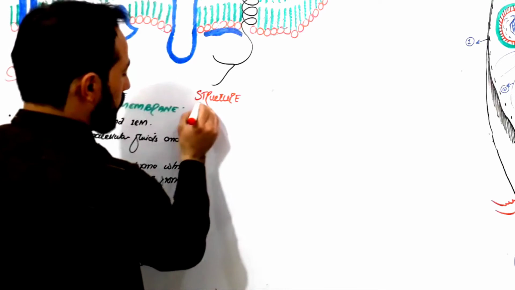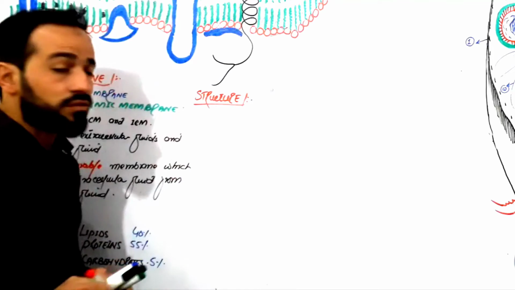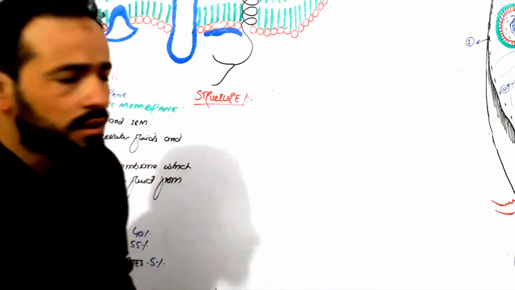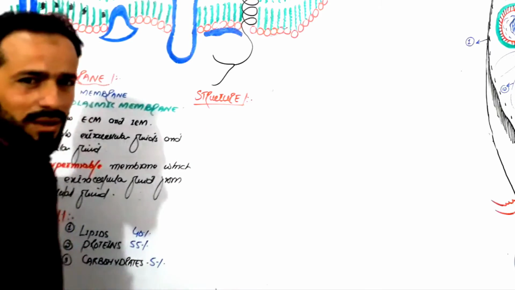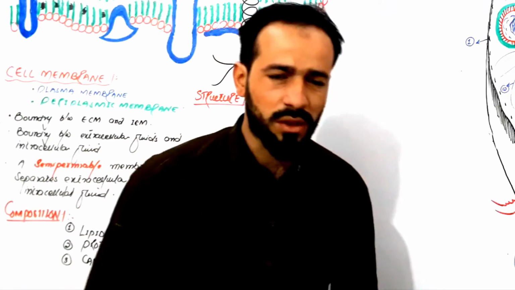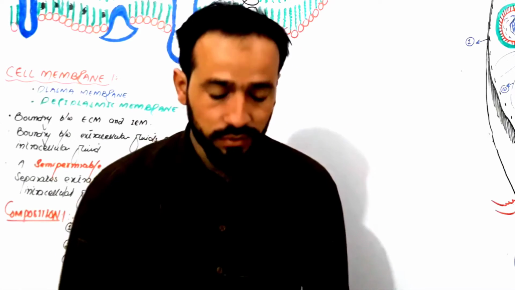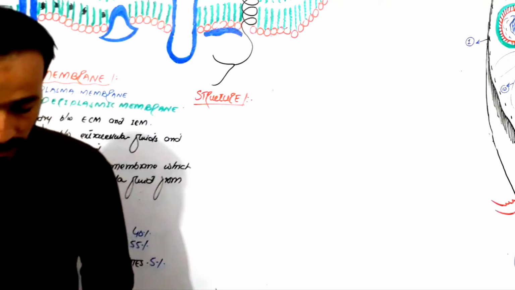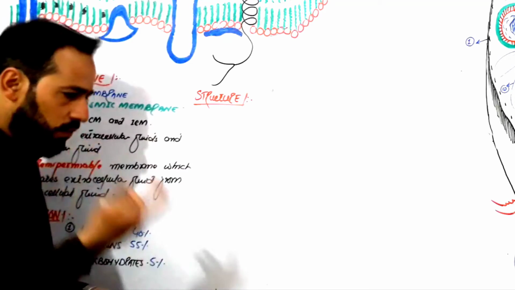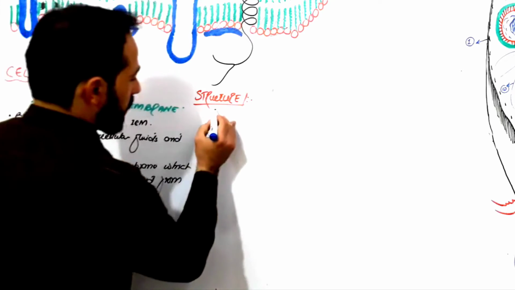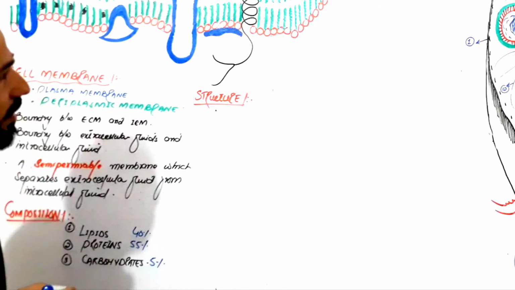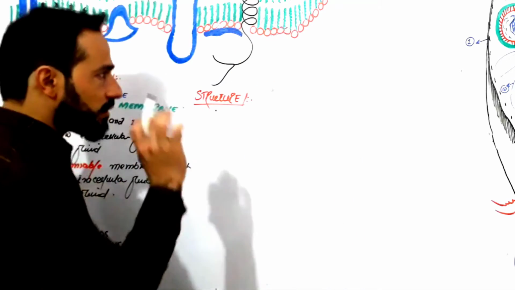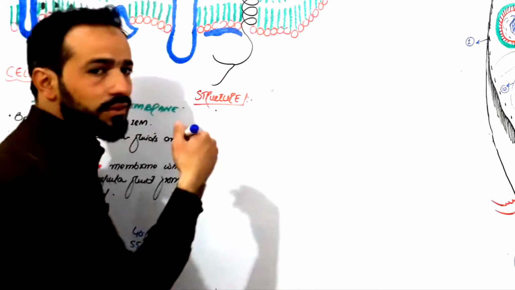Structure of cell membrane. So friends, in order to explain the structure of cell membrane, there are three important models which came to be known. Before the model, let me say something: the cell membrane is actually made up of three different layers. Look carefully.